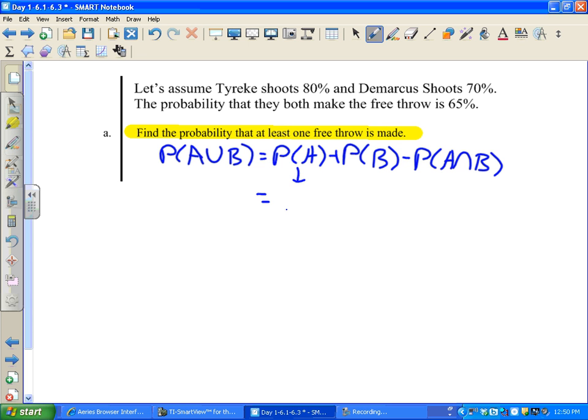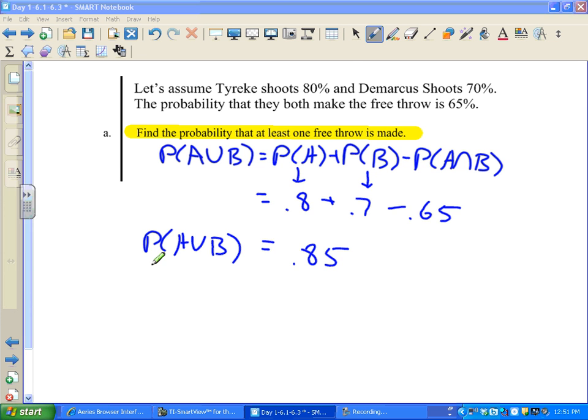Probability that Tyreek makes it is 0.8. The probability that DeMarcus makes it is 0.7. And the probability that they both make it is 0.65. So the probability that either Tyreek makes it, or they both make it, or DeMarcus makes it by himself is going to be that. That's calculator crunch, or you can do it in your head. I think it comes out to be 0.85. Is that right? You guys can check me on that. Does that work? Good.